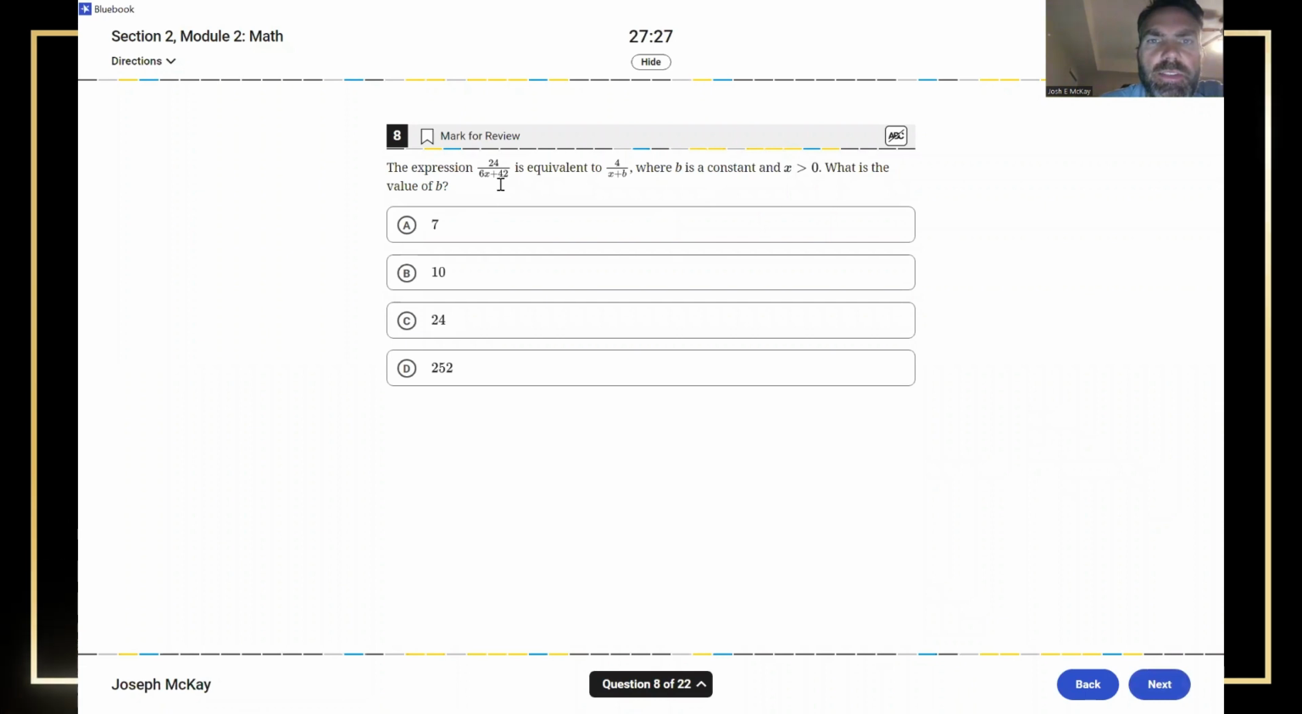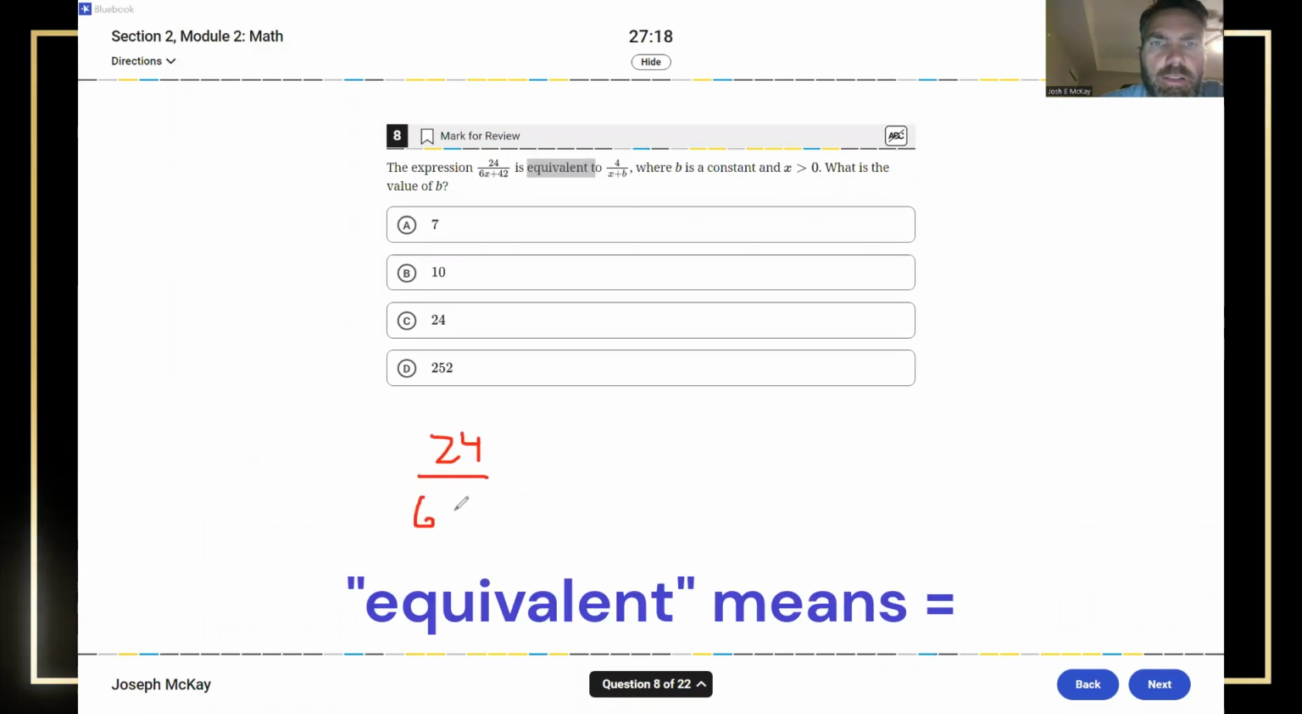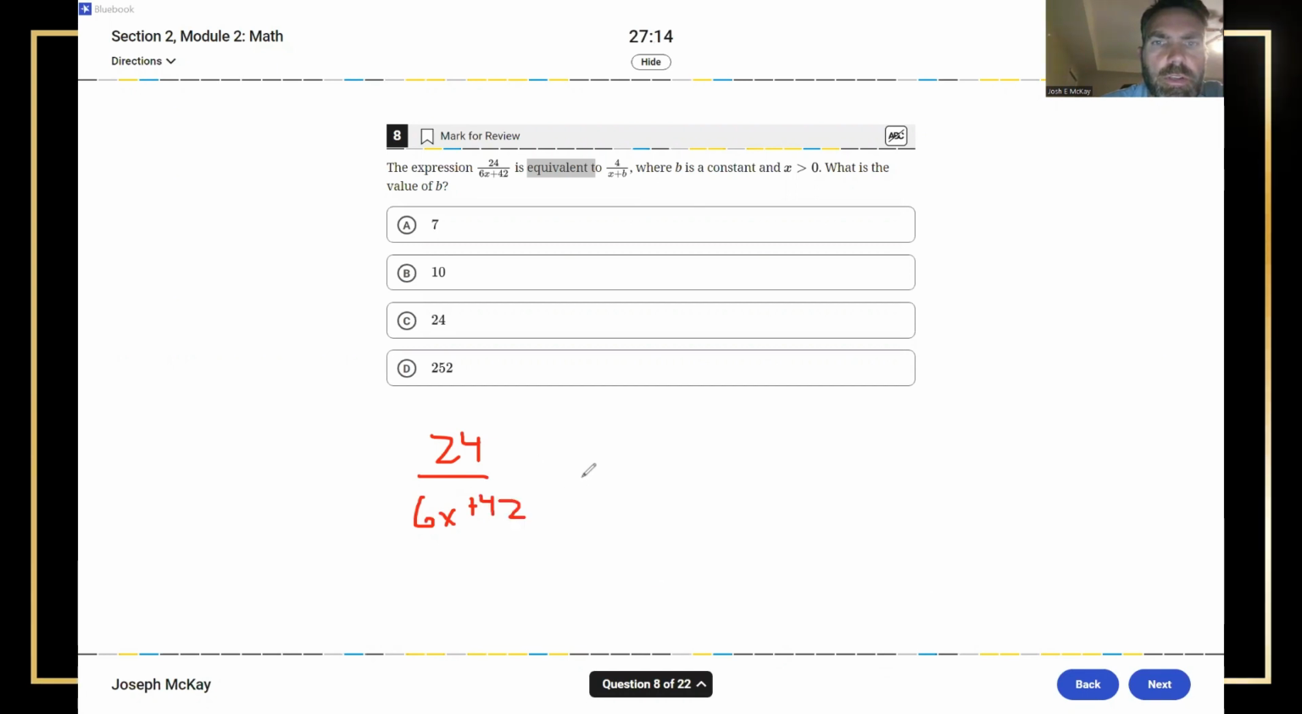So when something says it's equivalent to, that immediately tells me that I can set those two things equal. 24 over 6x plus 42 equals 4 over x plus b. Okay, I haven't even read the question yet, but that's what that means. Where b is a constant and x is greater. What is b? So now I just got to solve for b.